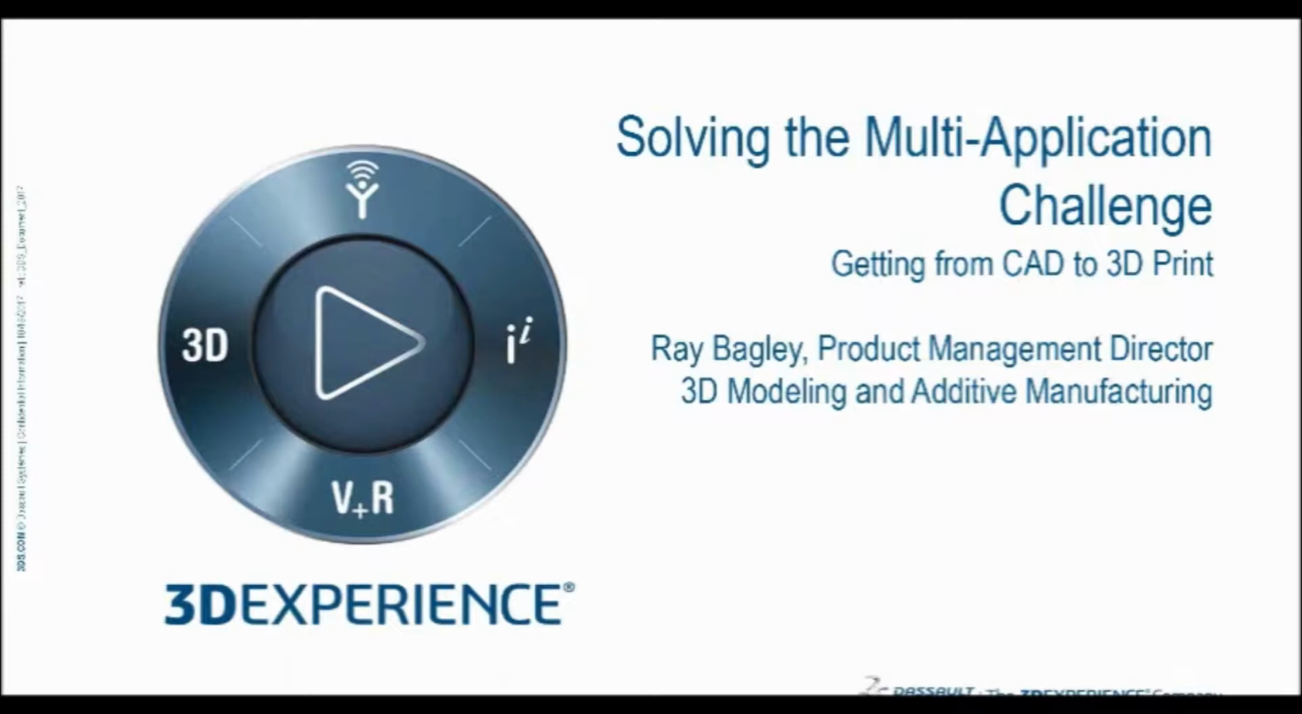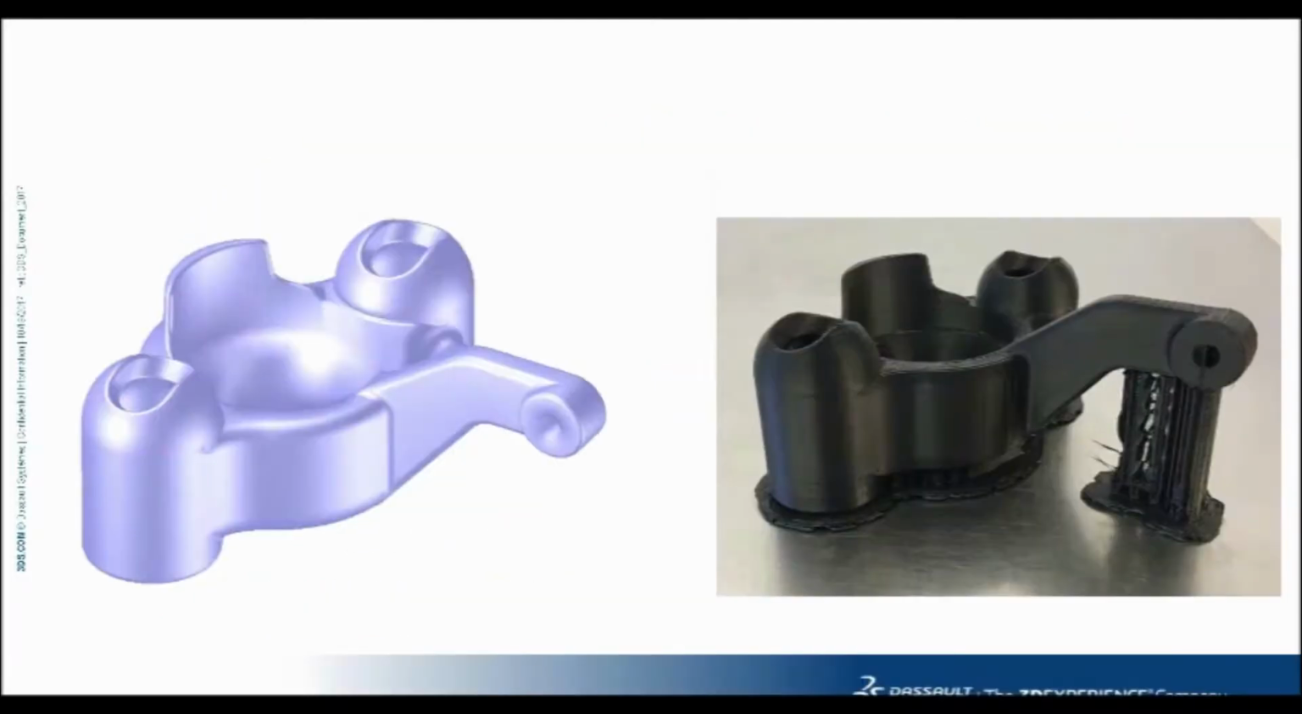Thank you, Jim. Hello, everyone, and thanks for joining us today. So, as Jim mentioned in the introduction, we want to talk today about getting from a CAD model to a printed model. Whatever that printed technology is, whether it's in plastics or metals and the variety of things available.